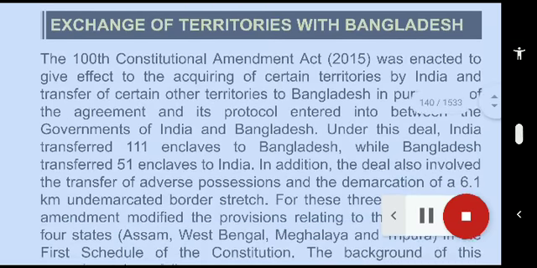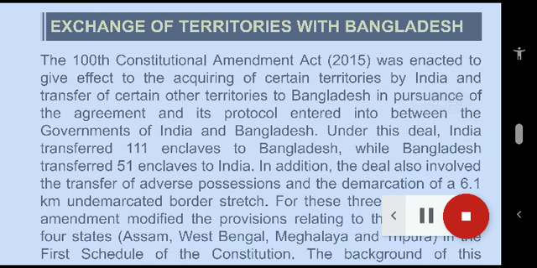Exchange of territories with Bangladesh. The 100th Constitutional Amendment Act 2015 was enacted to give effect to the acquiring of certain territories by India and transfer of certain other territories to Bangladesh in pursuance of the agreement and its protocol entered into between the governments of India and Bangladesh. Under this deal, India transferred 111 enclaves to Bangladesh, while Bangladesh transferred 51 enclaves to India. In addition, the deal also involved the transfer of adverse possessions and the demarcation of a 6.1 km undemarcated border stretch.